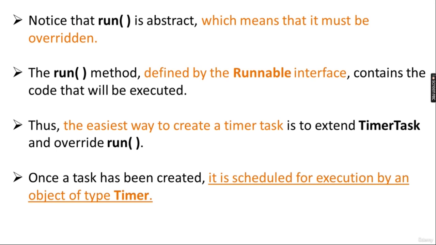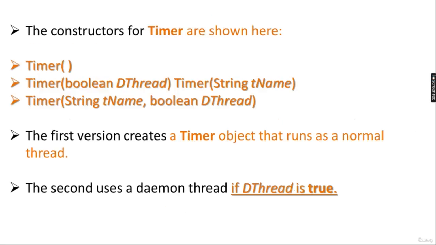Okay, once the task has been created, it is scheduled for execution by an object of type Timer. The constructors for Timer, now we will see. First is the default constructor Timer. Second is Timer(boolean dThread), third is Timer(String name), and fourth is Timer(String name, boolean dThread). So there are four types of constructors here. First is the default constructor. Second is boolean dThread. Third is Timer with string thread name. And fourth is string thread name plus dThread.